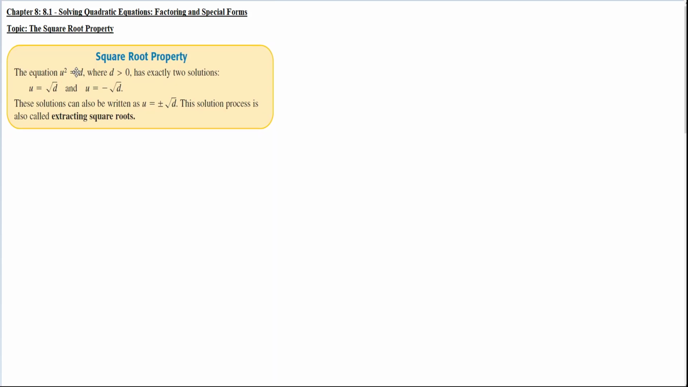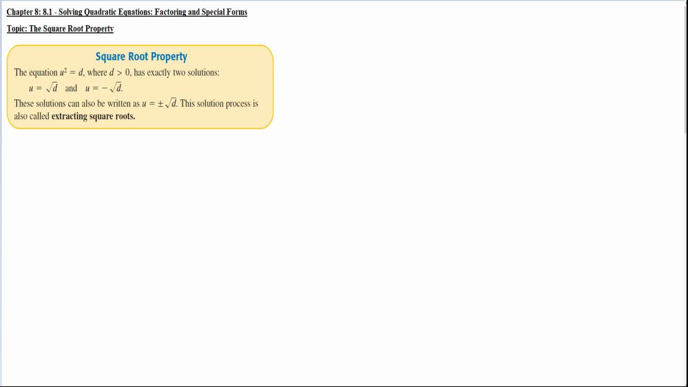So we have the square root property right here, and it says that the equation u squared equals d, where d is greater than 0, has exactly two solutions, which are u is equal to the square root of d and u is equal to the negative square root of d. And they also say that the solutions may also be written as u is equal to plus or minus the square root of d. And this process is known as extracting square roots.